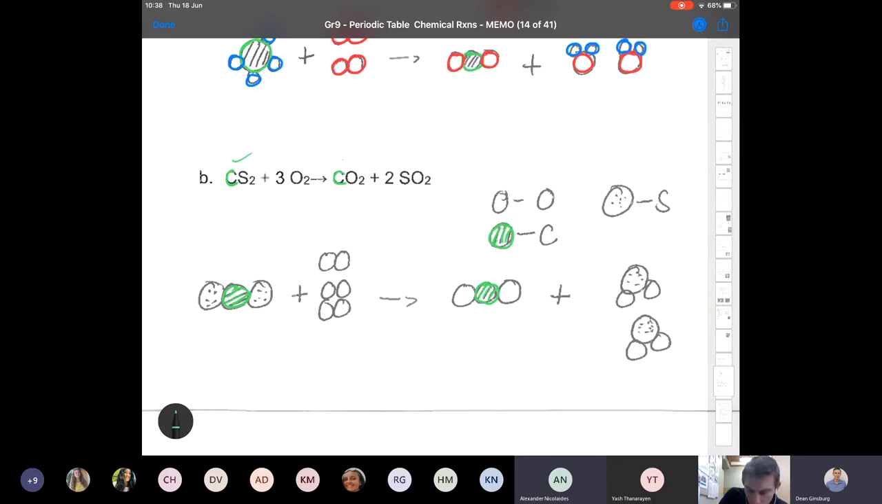Let's do oxygens. Oxygens on the left, we've got three oxygen molecules. There's the first molecule, the second molecule, and the third molecule. Each molecule's got two atoms because oxygen's diatomic. So we've got six oxygens on the left, and on the right, one, two, three. That's a bit of a problem, eh? Yeah. Okay, so we need to change something.